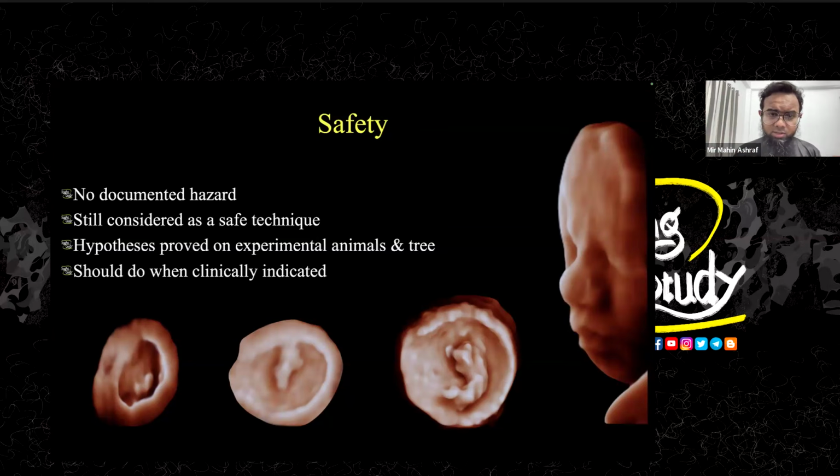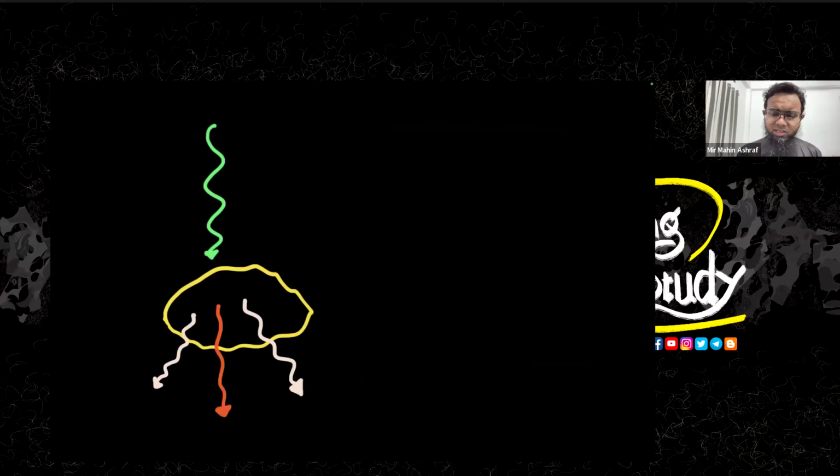But there are some hypotheses which have already got some demonstration in animals and trees. So we need to be concerned about that. You know that here is a body tissue and we put sound over it. Some sounds get transmitted, some get refracted, and some get reflected. This reflected sound is converted into an image. But another thing happens: some sounds get absorbed. Now, this is the area of concern for us.